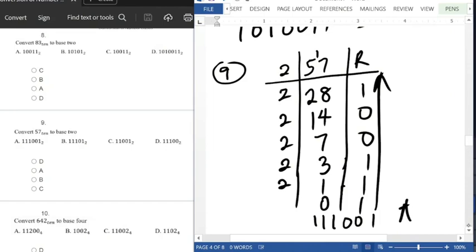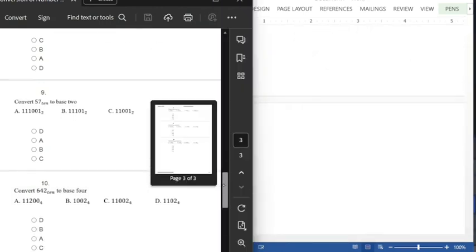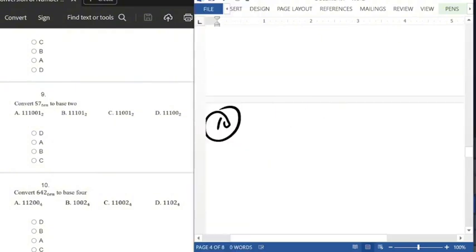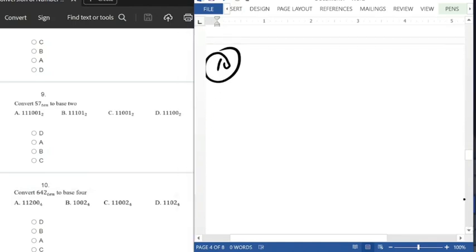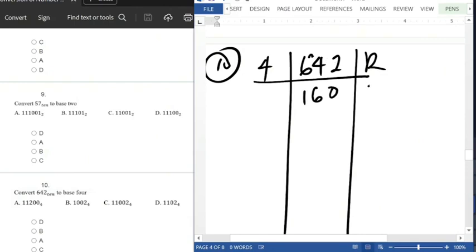So the last question here, question number 10. We have to convert this to base 4. Base 10 to base 4. So which means we use 4 to divide. That's what it means. So we have this 642. We put our remainder here. Then we convert it to base 4. Alright. So 4 in 6 is 1, remainder 2. 4 in 24 is 6. Then 4 in 2 is 0, remainder 2.